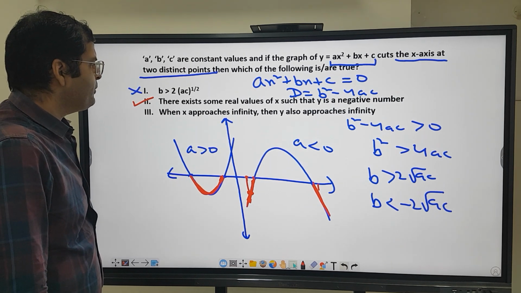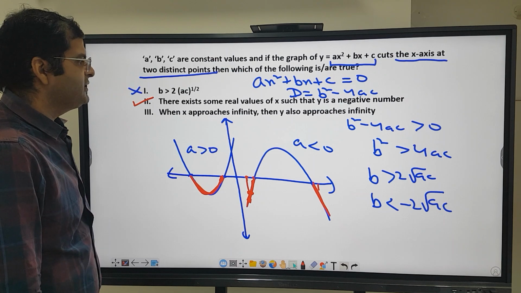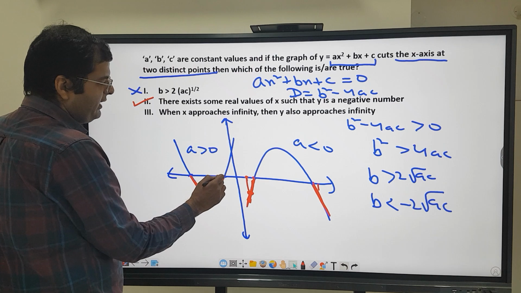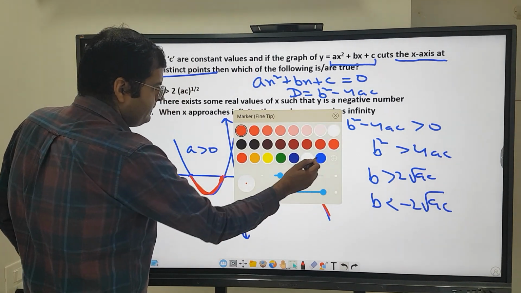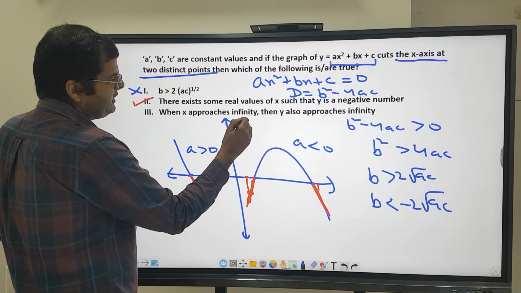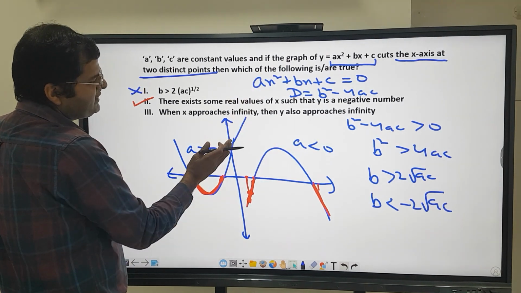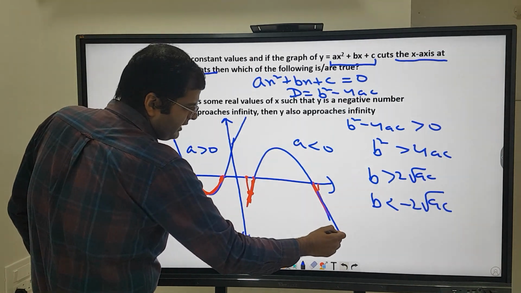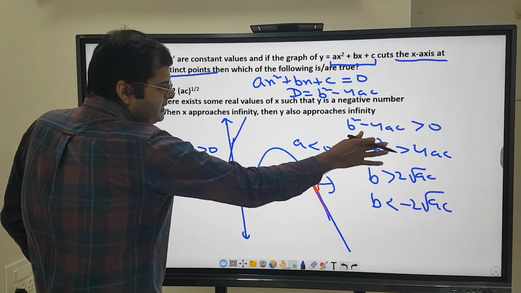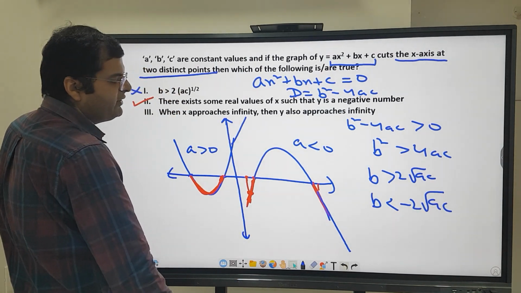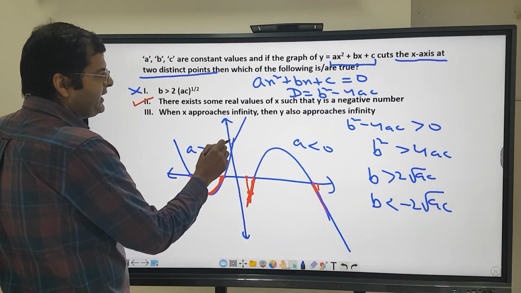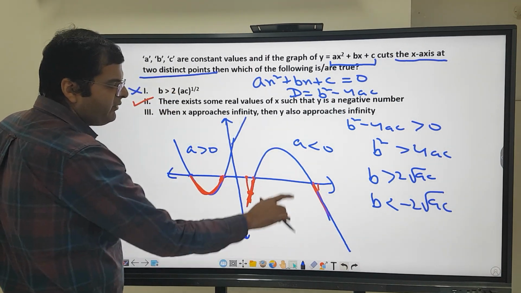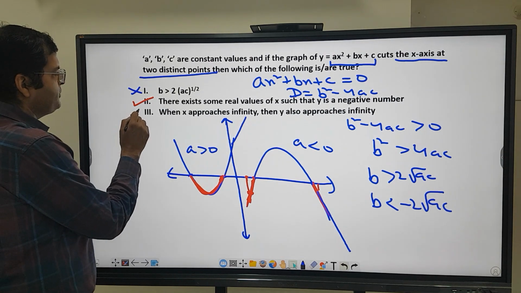Now the third says when x approaches infinity, y also approaches infinity. If the graph is like this, when x approaches infinity, the graph goes like this. So if the graph moves like this, as x approaches infinity, y also approaches infinity. But in this case, if x approaches infinity, the graph goes down like this. So as x approaches infinity, y is approaching negative infinity. So in this case, when x approaches infinity, y approaches infinity, but in this case, when x approaches infinity, y approaches negative infinity. So option 3 is also not true.